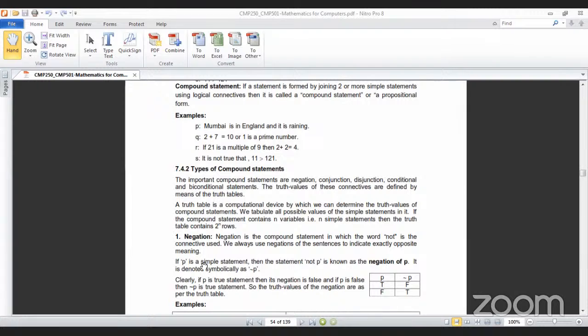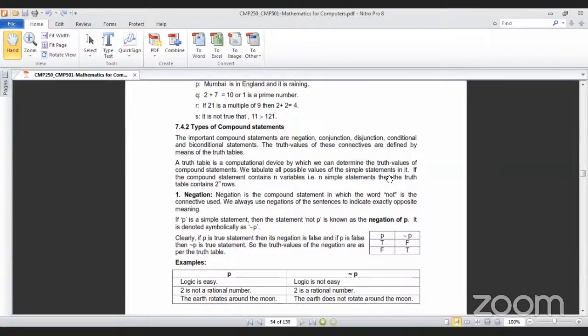The first thing over here is negation. Now negation means what? The opposite of it. If P is T, the negation of P will be F. If P is F, the negation of P will be T.